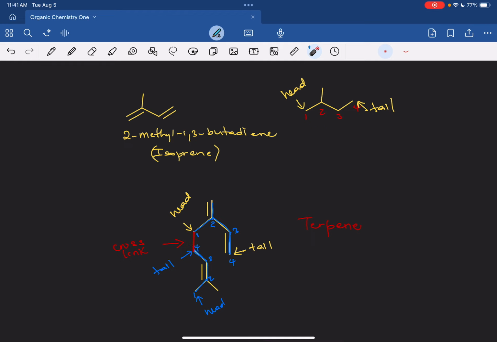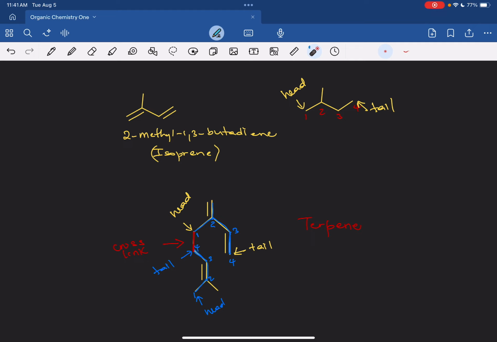Something else I need to tell you, your isoprene units will only connect to each other with some type of cross-linking or some type of bond, even if they're head to head or tail to tail, right? Actually, let me repeat that. A lot of questions will ask you to identify if a molecule is a terpene. If the cross-linking bond is connecting a head to a head of two isoprene units, then you do not have a terpene. There's always a cross link. There's a reason I'm telling you this. When I do that example, you'll see what I'm talking about.